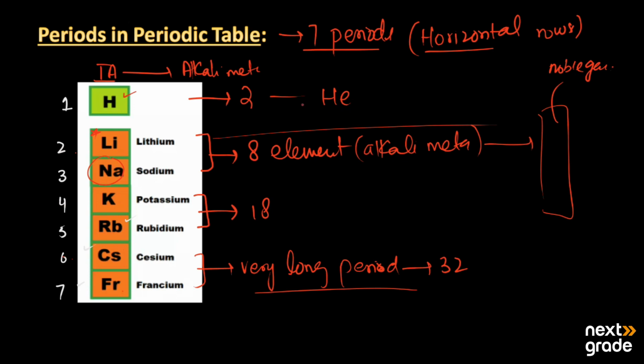So in the first period we have just two elements. The second period starts from lithium and ends at neon. The third one starts from sodium and ends at argon. Then the fourth one starts from potassium and ends at krypton. The fifth one starts from rubidium and ends at xenon. And then we have the seventh one, which starts from francium and ends at radon.